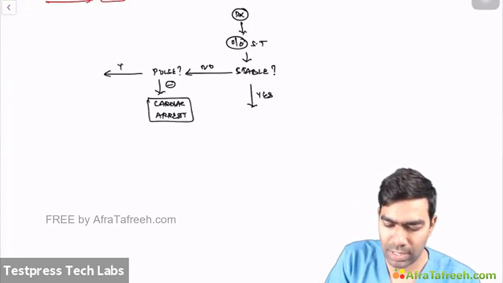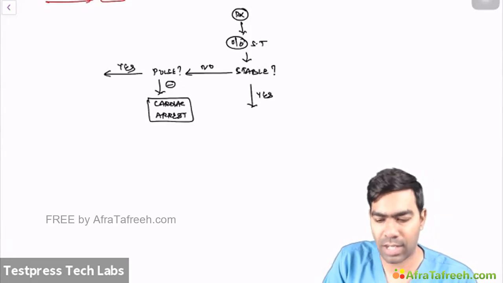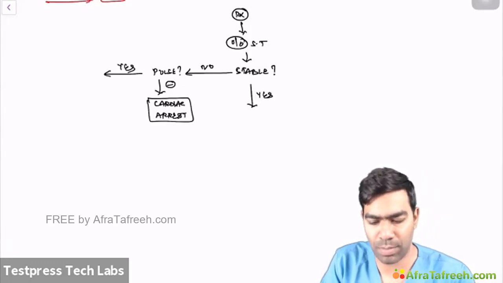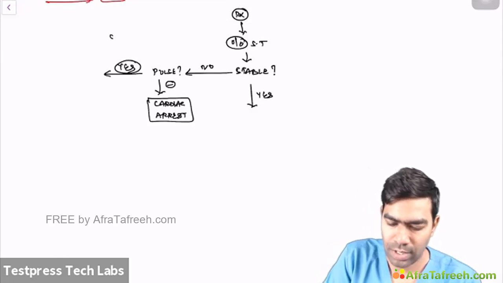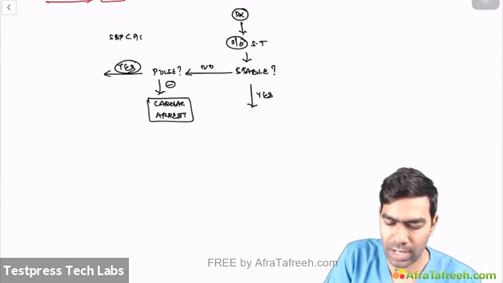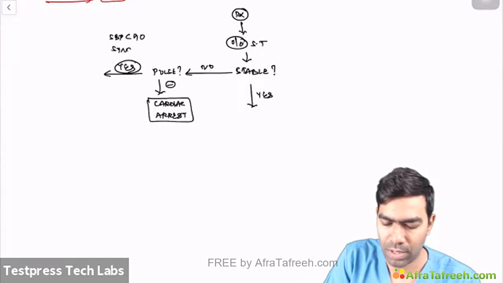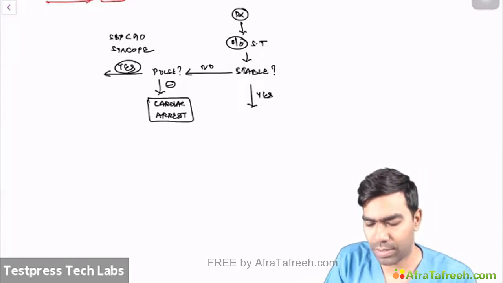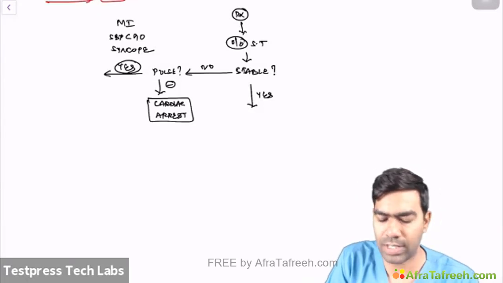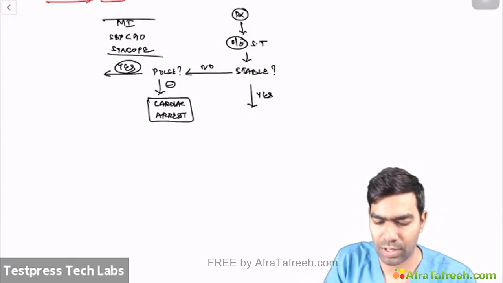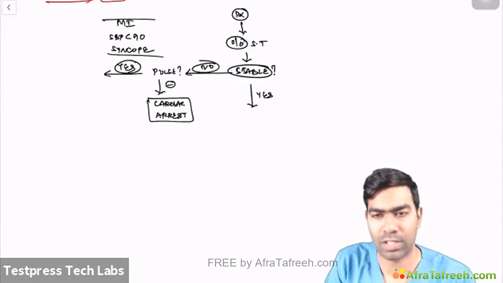If the pulse is felt and the patient is unstable, which means the patient is in shock, what is the definition of shock here? The patient has a systolic blood pressure of less than 90, or is in syncope, or is having a myocardial infarction. In all these settings, this is suggestive of an unstable nature.